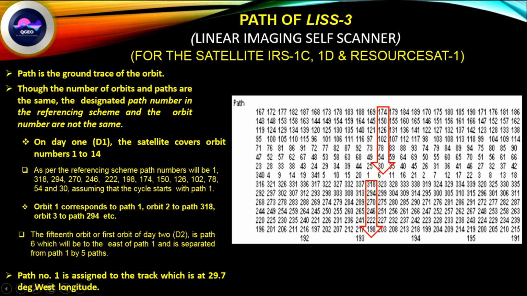The 15th orbit, or first orbit of day 2, is path 6. Here, with the arrow sign, you can see this is path 6. After path 1 you can see path 6, which will be east of path 1. This is east of path 1 and separated from path 1 by 5.